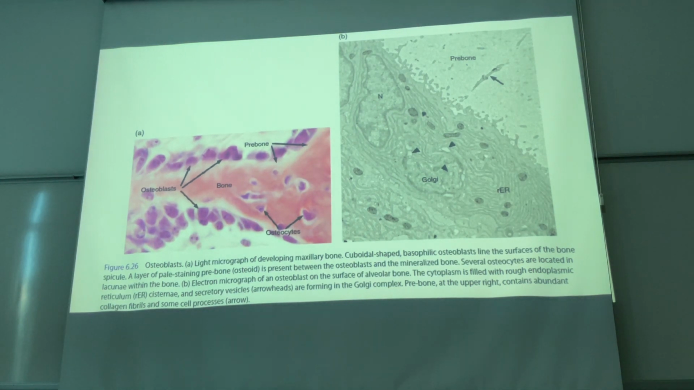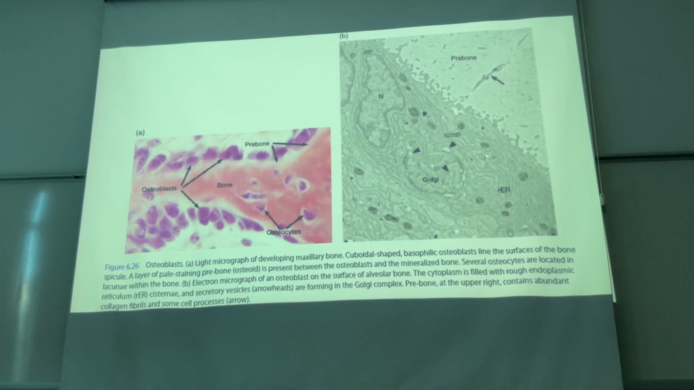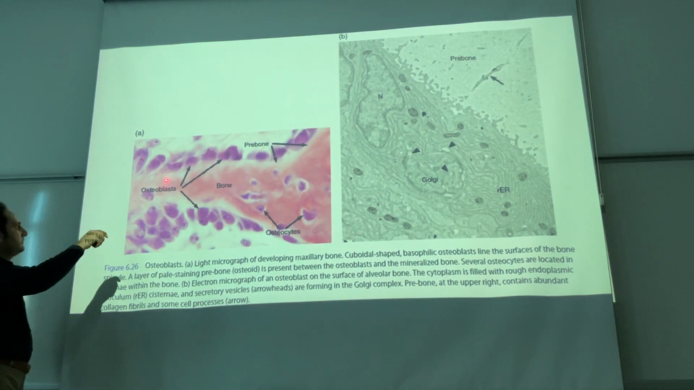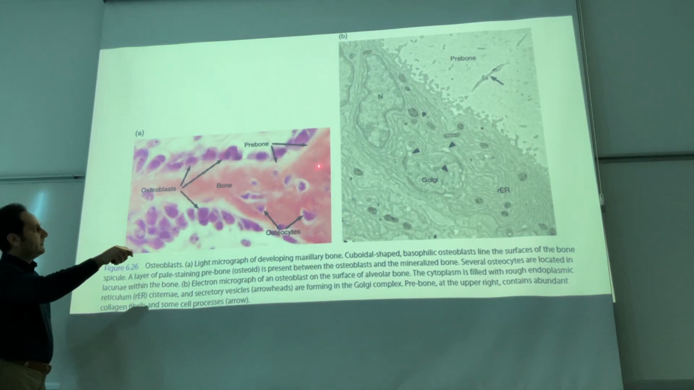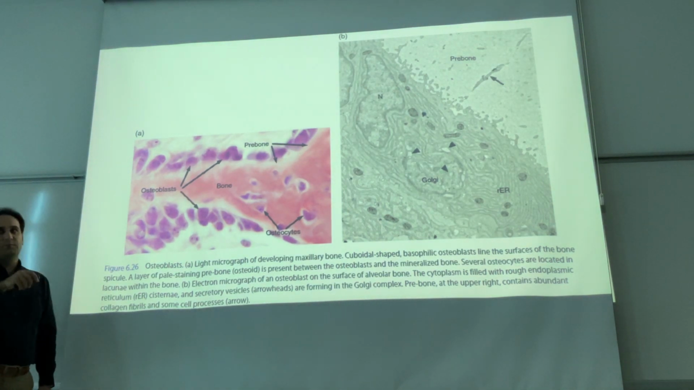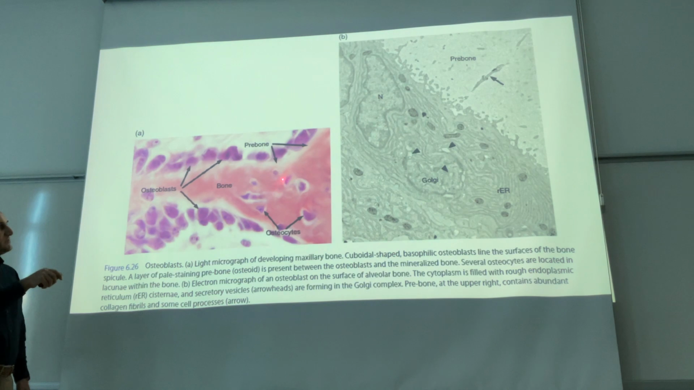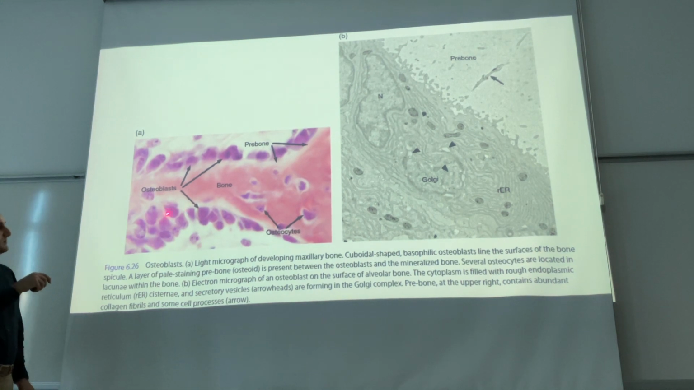Here you can see a section of bone in the forming stage. This pink area is our mineralized bone, and these cells are osteocytes present in the inner side of the bone. On the outer side, here and here, we have osteoblasts. This osteoblast produces the osteoid structure in this part.